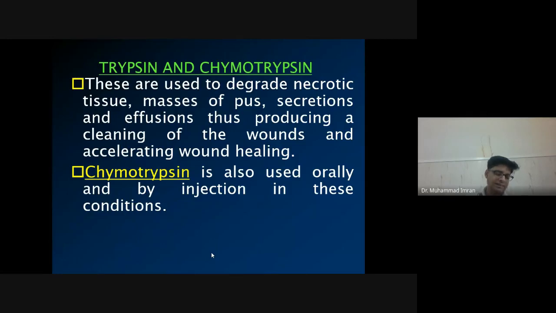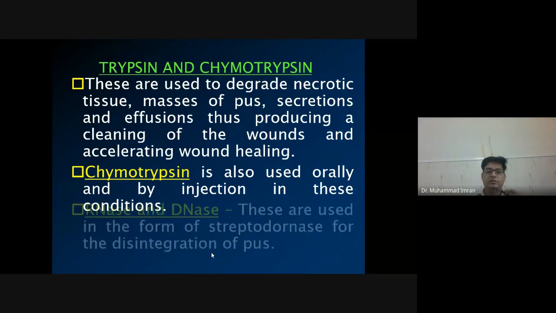Trypsin and chymotrypsin are very good agents which are used to clean our wound because they hydrolyze the pus present in our tissues, the necrotic tissues. So it will accelerate the wound healing process. Then chymotrypsin is used orally and by injection in these conditions to accelerate the wound healing process and to decrease the level of pus in our wound.